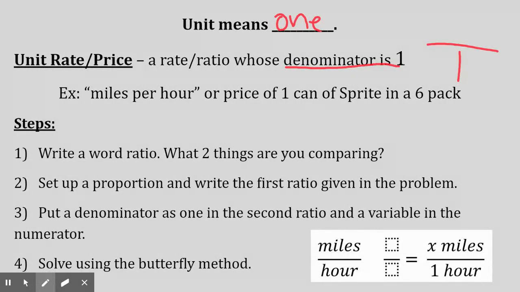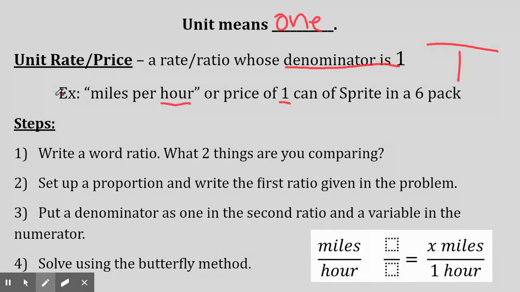Okay, so I'm looking for unit rate, unit price, something like miles per hour. Well, that means for 1 hour. Or for price, the price of 1 Canvas Sprite in a 6-pack. Okay, so hour, 1 are those keywords to tell us, all right, here's unit rate, here's unit price.